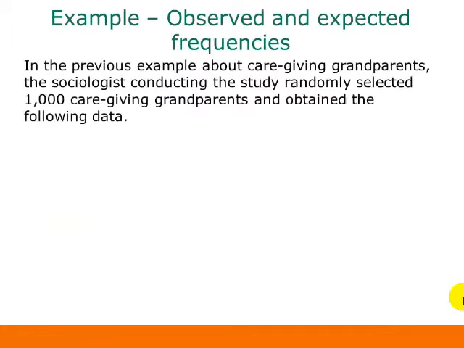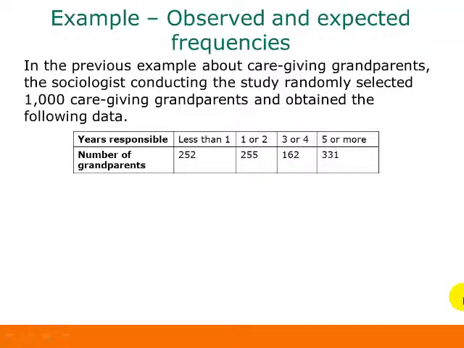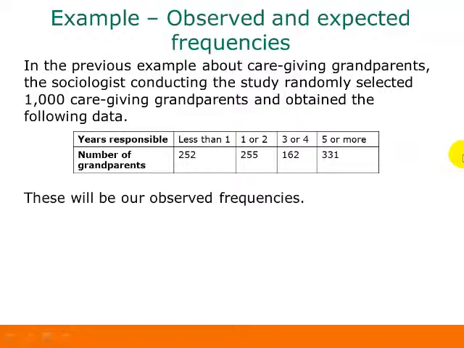Let's look at an example. In our example about caregiving grandparents, the sociologist conducting the study randomly selected 1,000 caregiving grandparents and obtained the following data. So here again we have the information in a table, how many years they were responsible for their grandchildren, and then the number of grandparents out of the 1,000 in the sample that fit into that category. So these values will be our observed frequencies. Observed frequencies always come from the sample data.